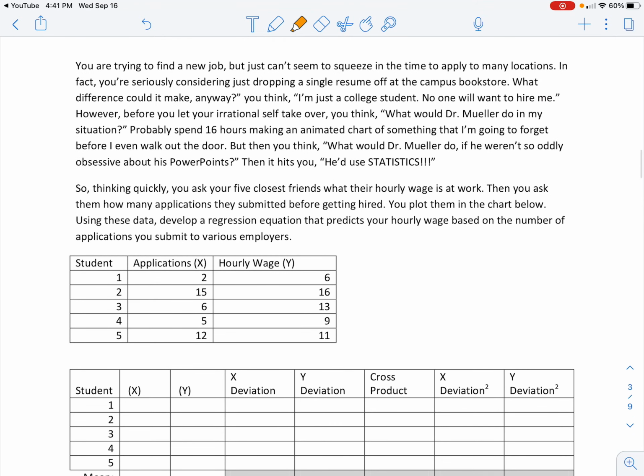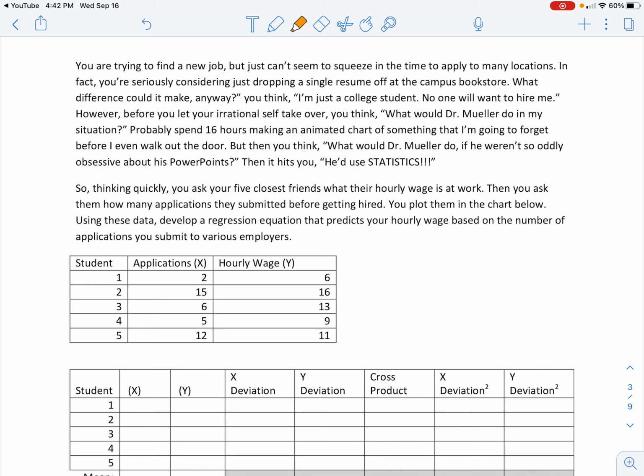Next, this is another regression worksheet, but in this case, you're actually going to have to calculate the regression equation. So you're trying to find a new job, but you just can't seem to squeeze in the time to apply to many locations. In fact, you're seriously considering just dropping a single resume off at a campus bookstore. What difference could it make anyway, you think? I'm just a college student. No one will want to hire me.